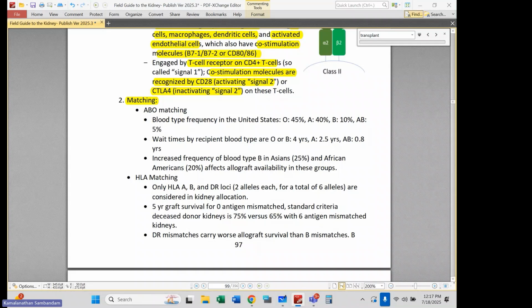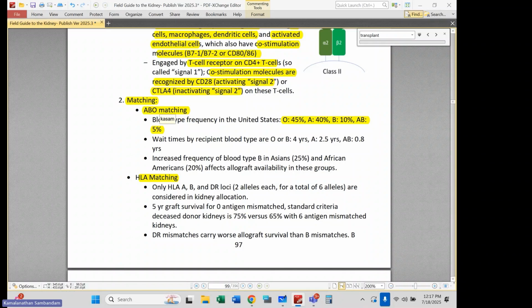Okay, so let's shift gears over to matching. We try to match allografts both in terms of ABO, so we look for ABO compatibility, and we also are trying to match at HLA. So let's get some background behind us. The blood types vary in the US population.